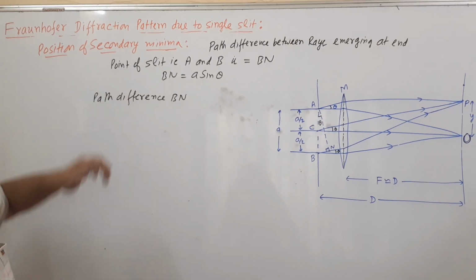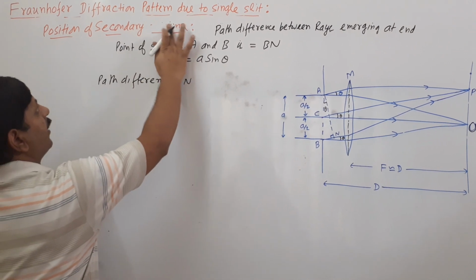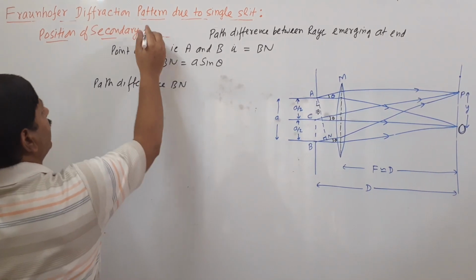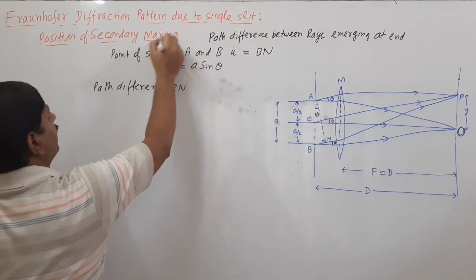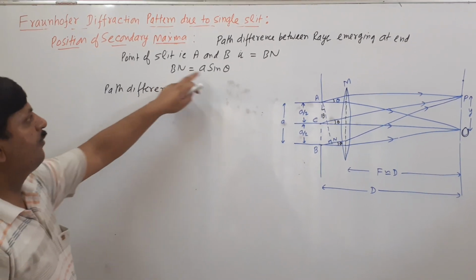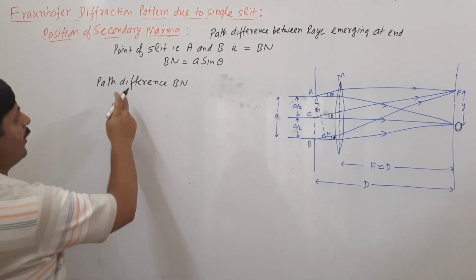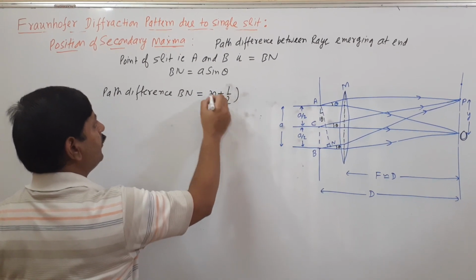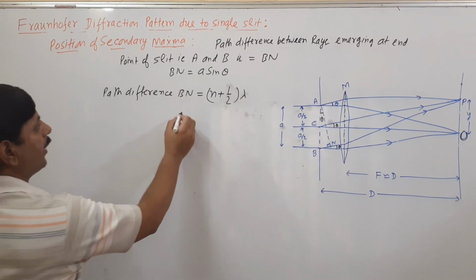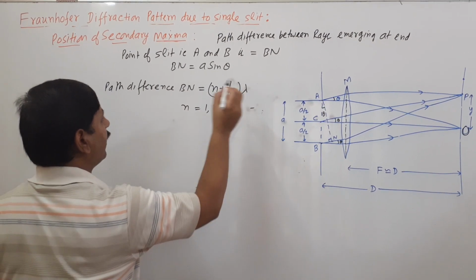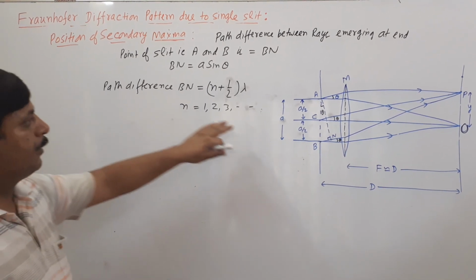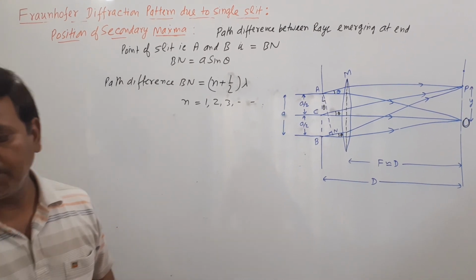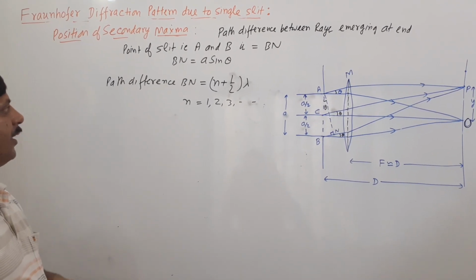Now we will talk about the position of secondary maxima. Minima I have seen. To talk about the position of secondary maxima, path difference Bn is equal to a sin theta. When this path difference is equal to n plus 1 by 2 lambda, where n is 1, 2, 3, 4, 5, we have seen P is the point of secondary maxima. That means P will be the position of maximum intensity.